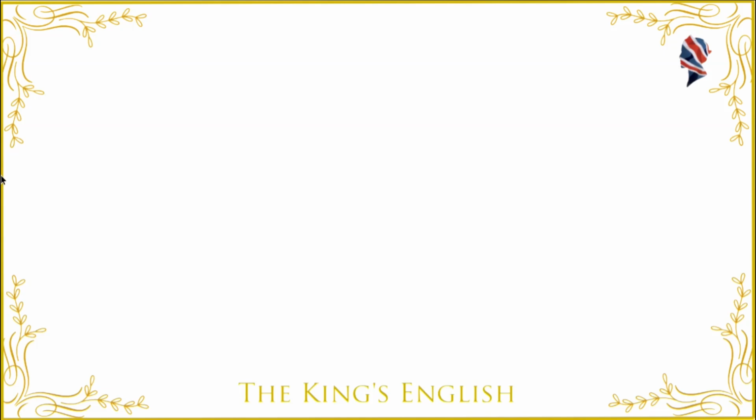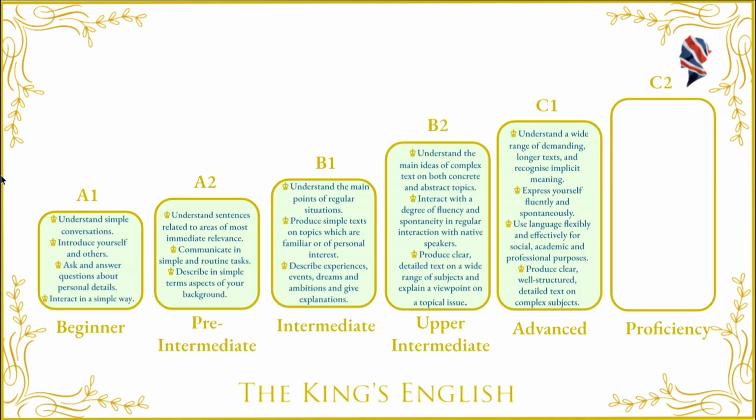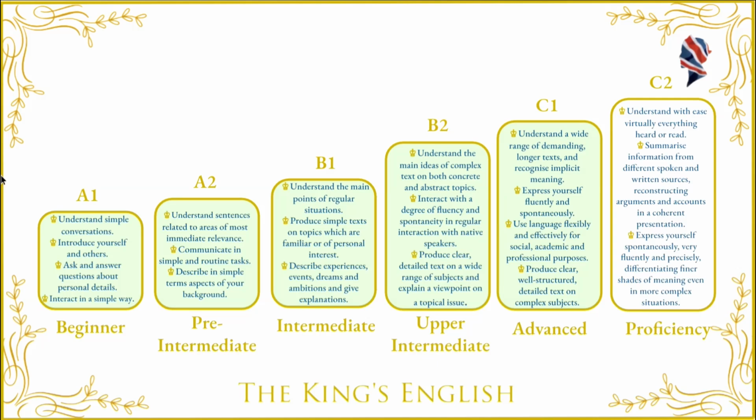So as a C2 proficiency learner, you can understand with ease virtually everything heard or read. Summarize information from different spoken and written sources, reconstructing arguments and accounts in a coherent presentation. Express yourself spontaneously, very fluently and precisely, differentiating finer shades of meaning even in more complex situations.